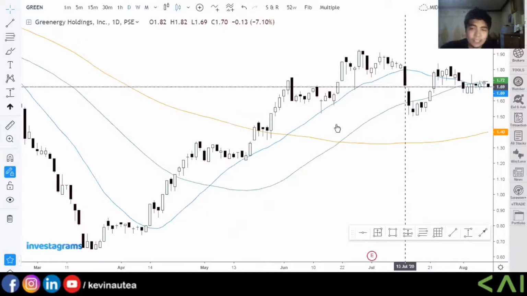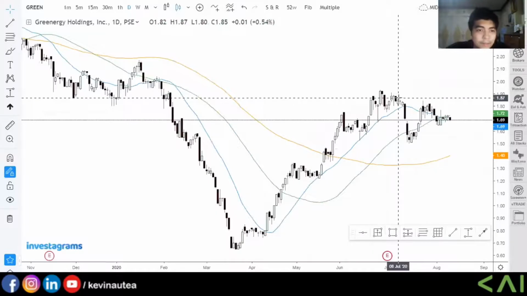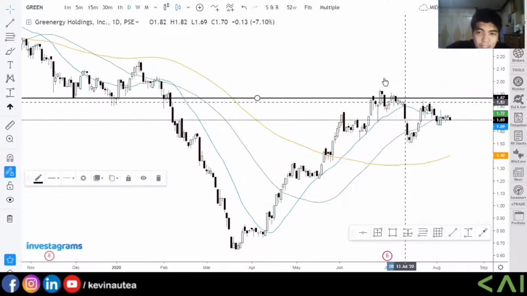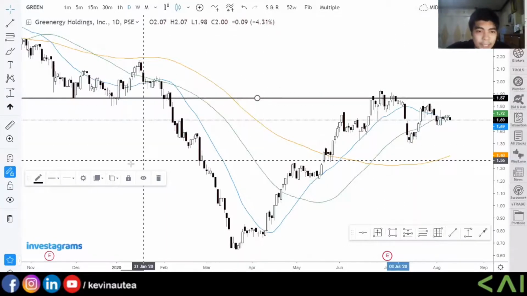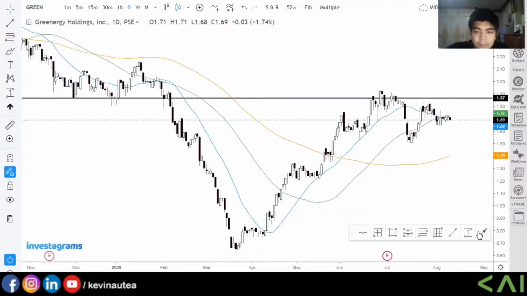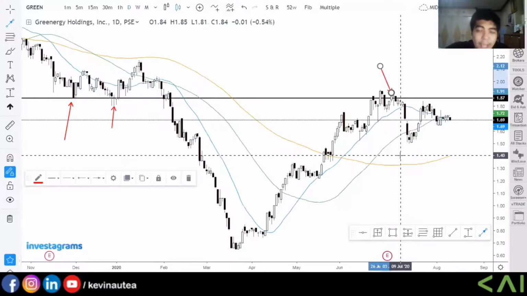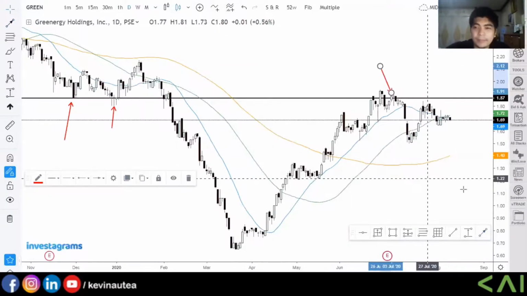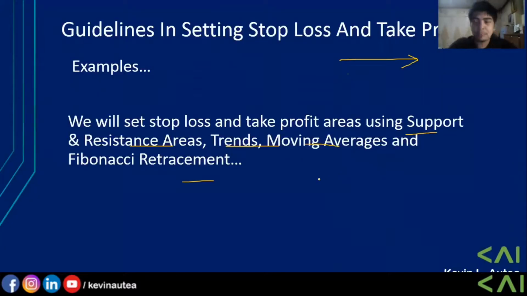Or again, it will still depend on the trend, on the pattern. For this one, it's being resisted around this area. It can possibly move up, but there's a strong resistance line around this point. So maybe you could consider that one as a TP before, if you have ridden this stock. Alright, so that's it. I hope you've learned something from this one.